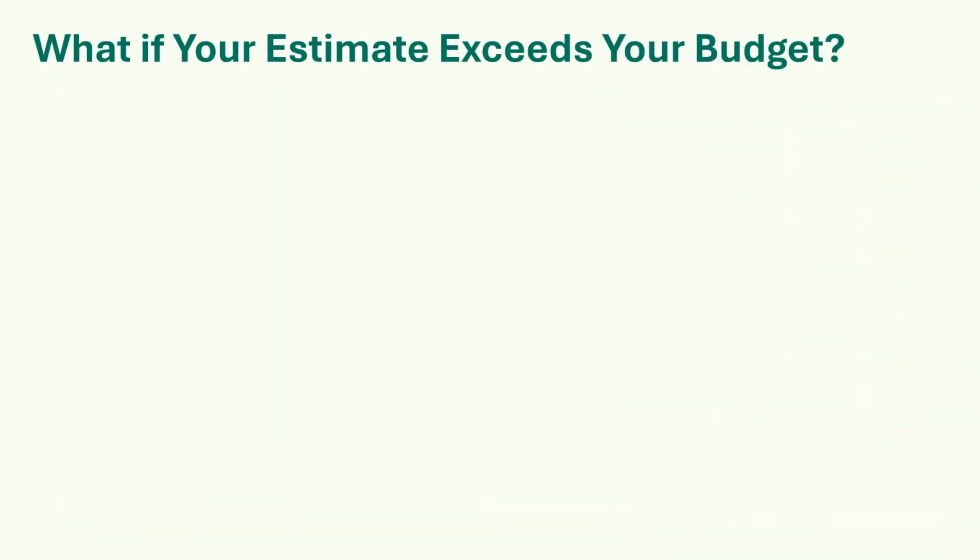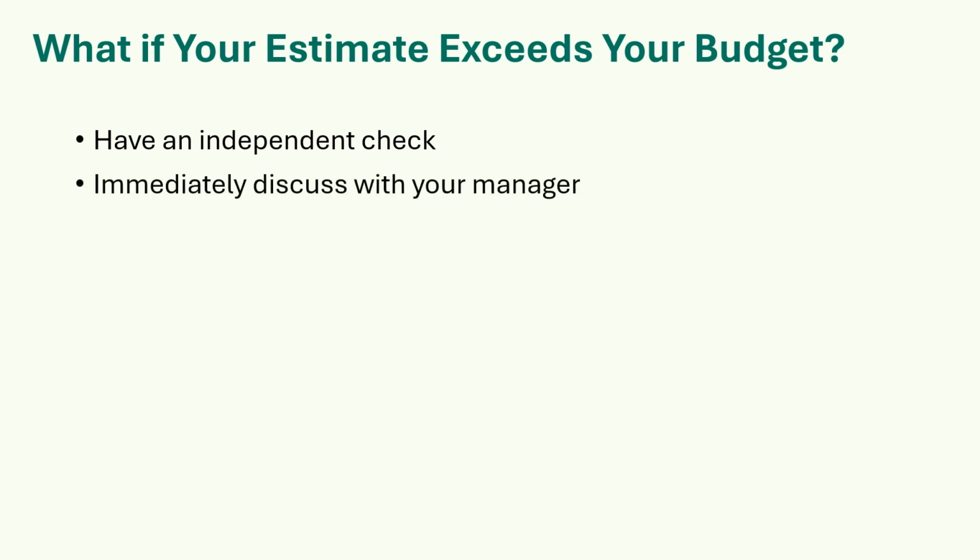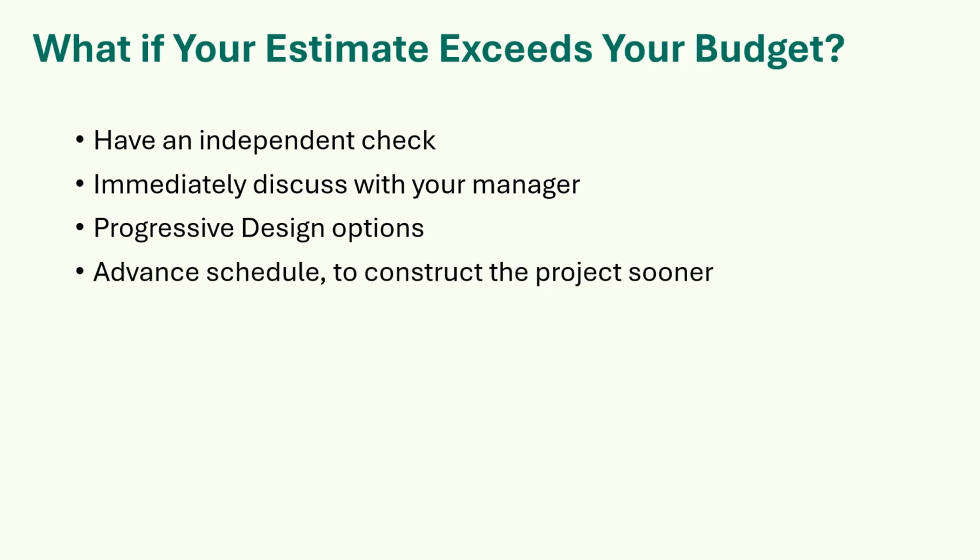What if your estimate exceeds your budget? Reality check time. This happens. Ask for an independent check of your work. Maybe you assumed more work than is needed, or maybe you are correct and the project is underfunded. If the latter is true, then immediately discuss this with your manager. Look at progressive design options to find a less costly way to achieve the intended scope. Perhaps advancing the schedule to construct the project sooner than you had estimated could save on escalation costs.